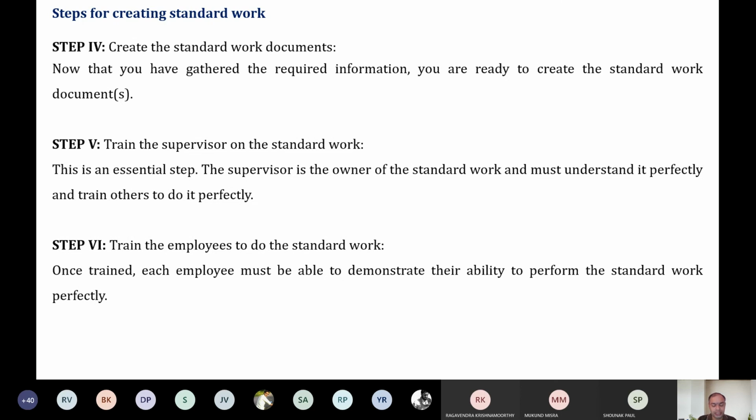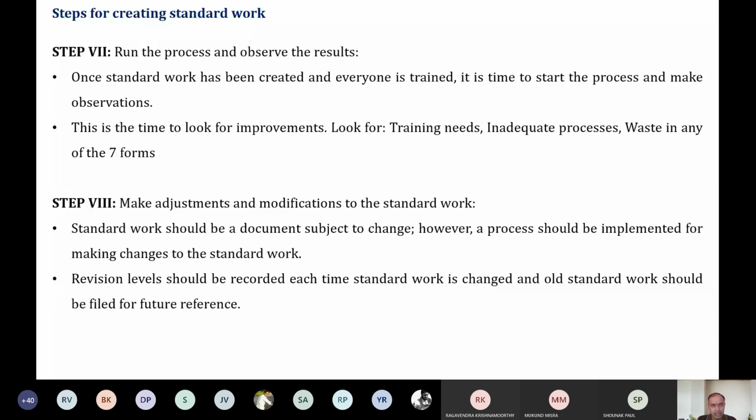And you're going to train the supervisors. When you train the supervisors, they will train the employees who are working there. You should train the supervisor, because the supervisor's level of conduct will be different. And you should train the employees separately, because their level of operations will be different. So you should train both. After doing that, run the process, find out where you can save time and where you can reduce the 7 wastes of lean, and if any adjustment is required, you make the adjustments to the job.